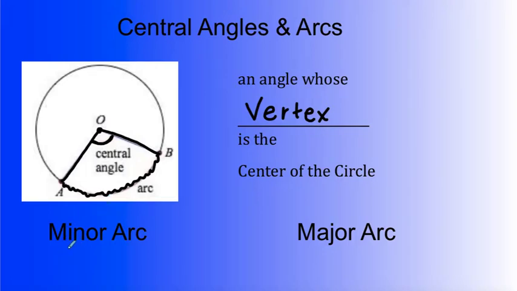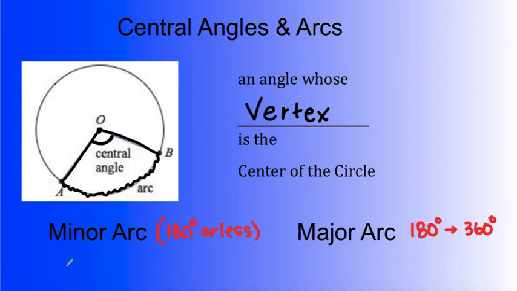And there's two types of arcs that we're going to be talking about. We're going to be talking about a minor arc, which is part of a circle that measures less than 180. So minor arcs are 180 degrees or less. And a major arc is between 180 degrees and 360 degrees. So it's between 180 and 360.